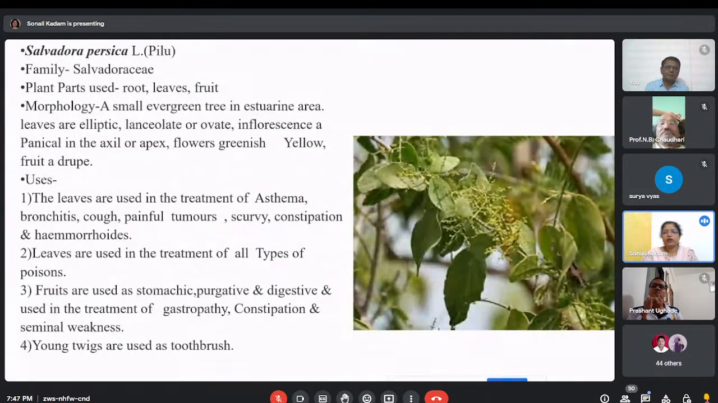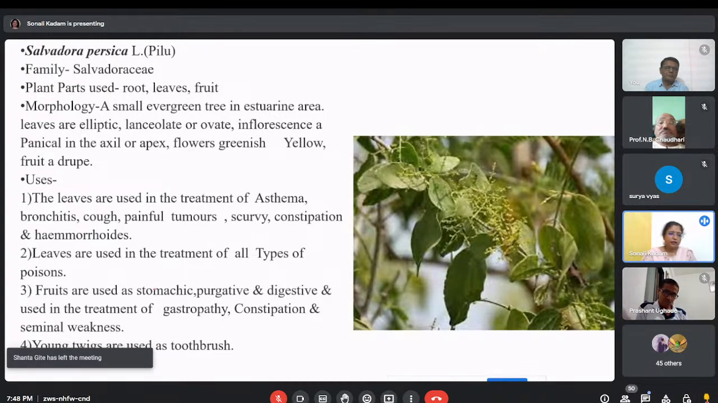Then pilu, this is also a pilu, but salvadora must be the known name. There are many herbal toothpastes we must be knowing, and these herbal toothpastes contain this salvadora. You see the stick of the plant itself chewed by a number of people. Mostly in the UP area, people just take the stick of this plant and brush their teeth like that. This is the salvadora plant, and the leaves are used for the treatment of asthma, bronchitis, cough, pain, painful tumors, scurvy, constipation. The fruits are for stomachache, purgative, digestive, and the last one, the young twigs are used as a toothbrush.